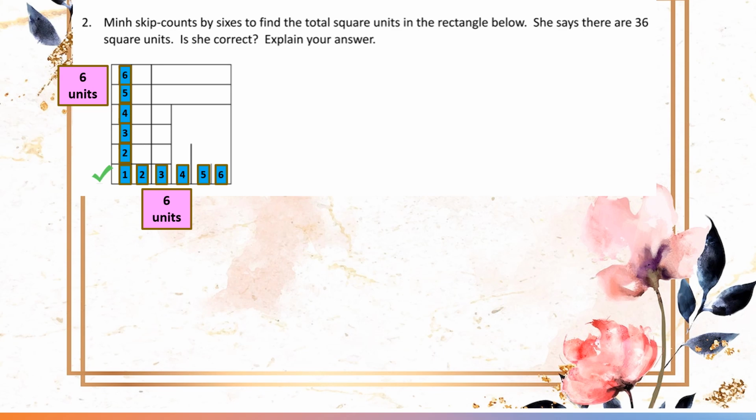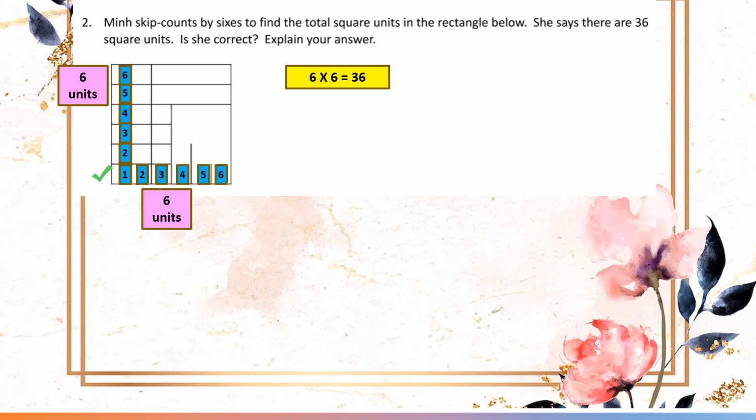All right, now I know that area equals length times width, which means my equation is going to be 6 times 6. And what is 6 times 6? Well, if you said 36, then you are absolutely correct. 6 times 6 equals 36.